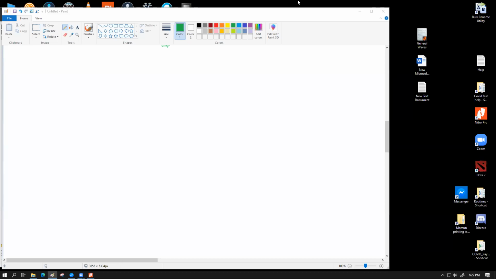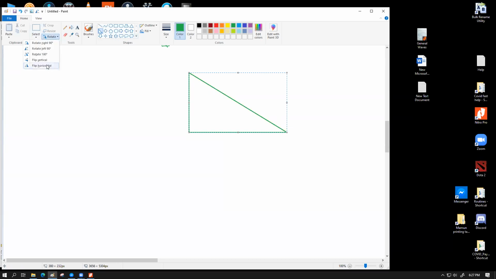Okay, what I was saying is dividing a force into its perpendicular components, or dividing any vector into its perpendicular components. Let me show you a basic right angle triangle. Let's say this one. I would like to have it horizontally flipped.